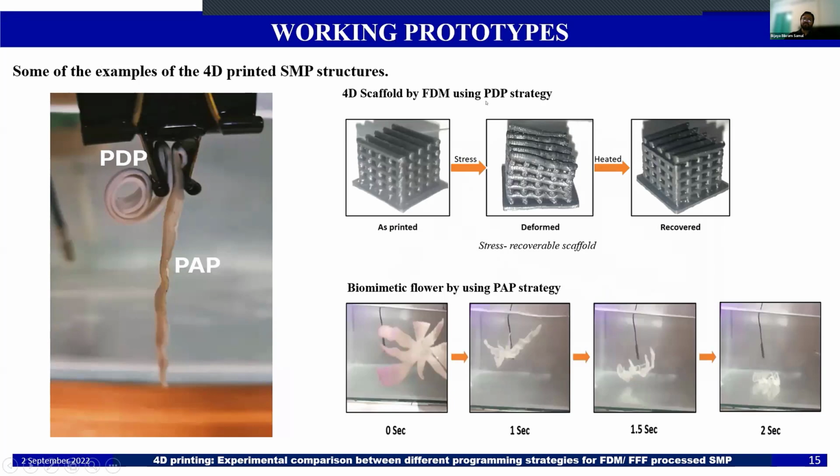Not only did programming during printing show better results, but we can also use programming after printing to create structures which are not possible using FDM. As we know, FDM is a low cost strategy to create 4D printed structures, along with PLA, which is the second highest used polymer with shape recovery. Here we have shown a 4D scaffold which we have printed.